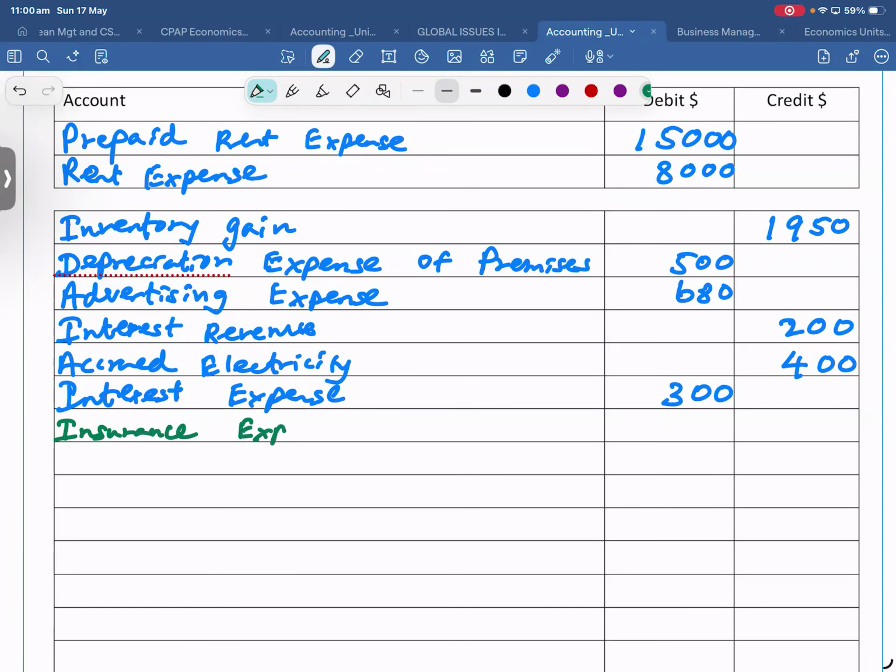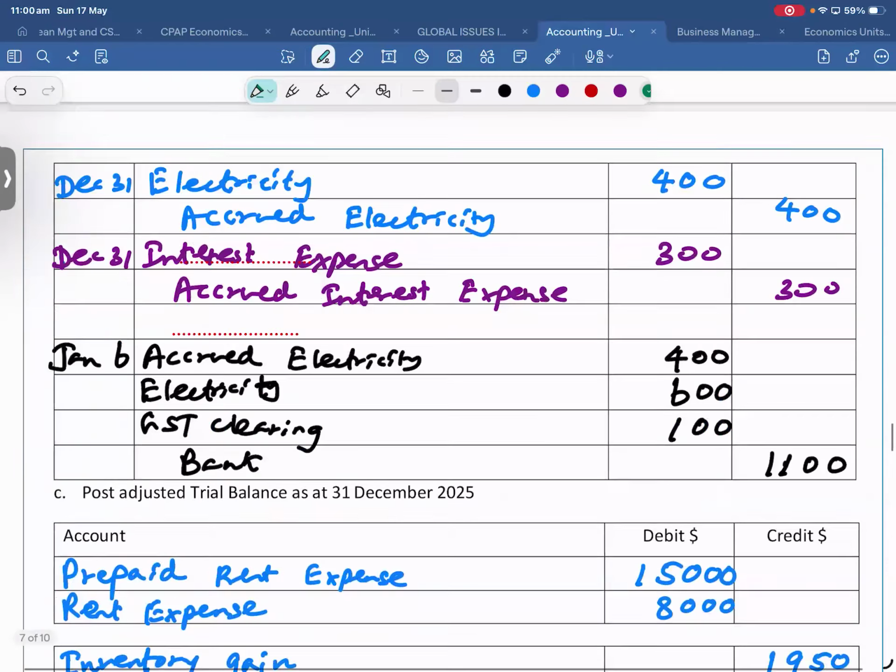We write the same term, the same phrase that they have used. Right. Goes the next one. Term deposit. How much? 8,000. Right.